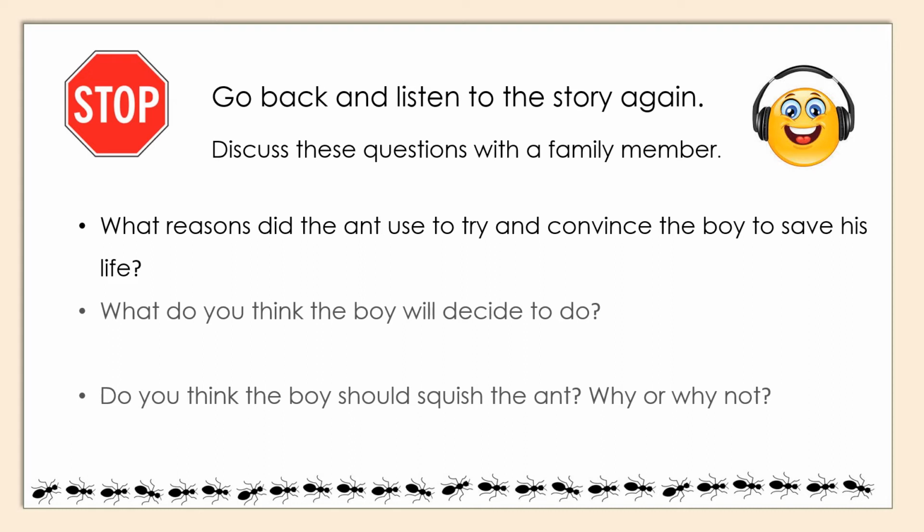As you're reading or listening to the story, I really want you this time to think about all the reasons the ant was used to try and convince the boy to save his life. Think about what the boy was thinking. Why were the reasons he wanted to squish the ant? And what do you think he's going to do? Do you think the boy will end up squishing the ant? Why do you think this, or why not? Discuss it with a family member.